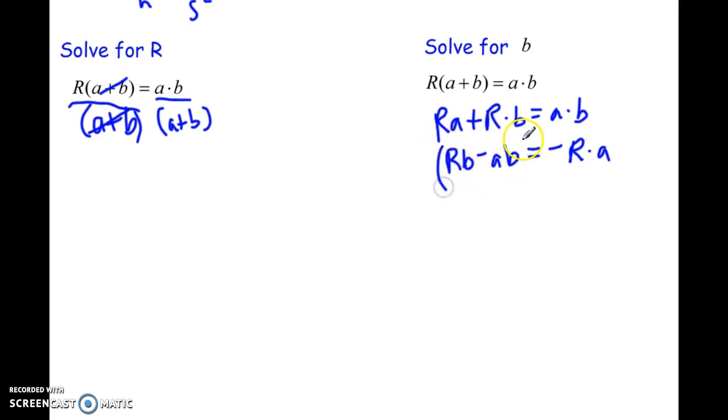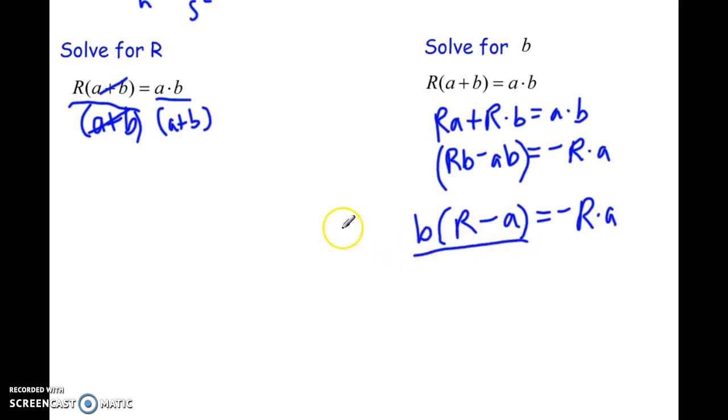If you can get this step, you are well on your way to solving this problem. So if you think of this as having a parentheses around it, do you see a GCF that's common to both terms there? So I'm going to pull that GCF out. It's going to be b times r minus a equals negative r times a. Now, I don't care how messy the answer looks at the end. I just want to solve for b.